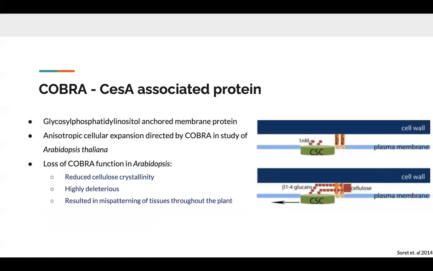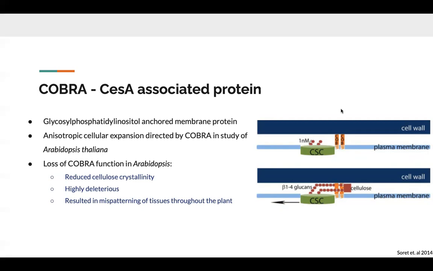One of the CesA-associated proteins that has been previously studied in Arabidopsis is the COBRA protein. This is a glycosyl phosphatidylinositol anchored membrane protein and is speculated to anchor in the plasma membrane alongside the CesA complex to direct anisotropic cellular expansion in Arabidopsis, as seen in the image on the right.